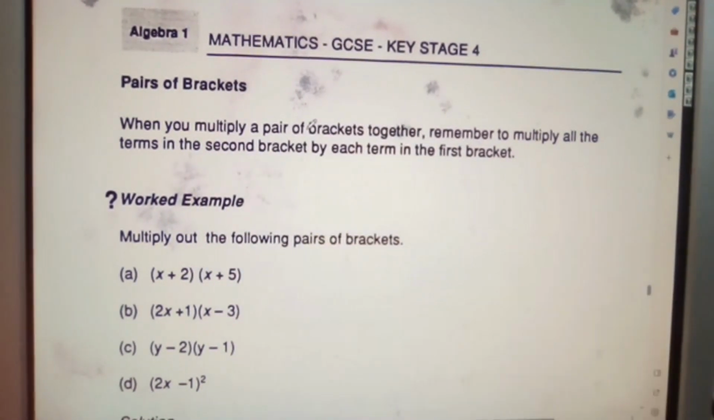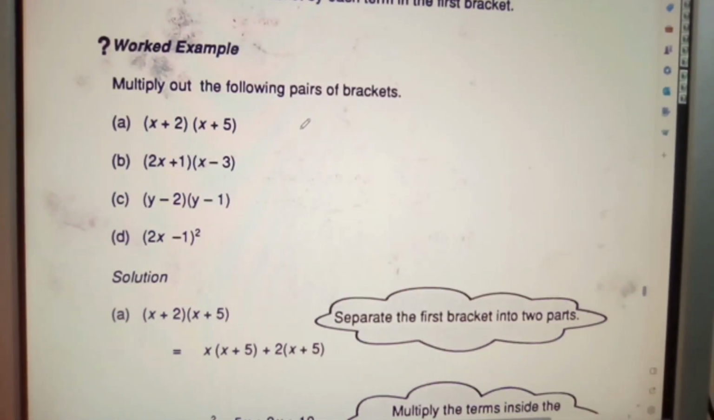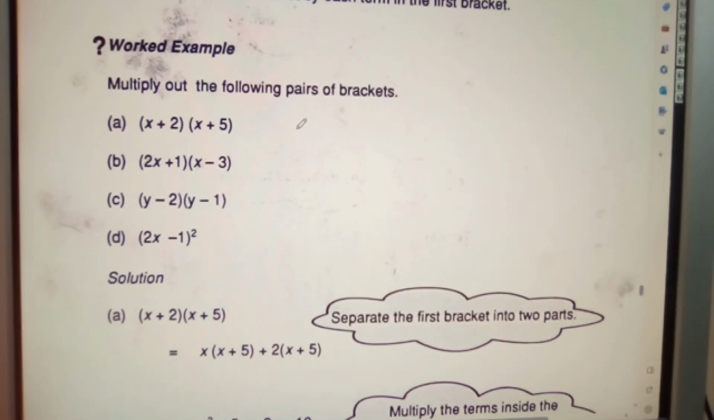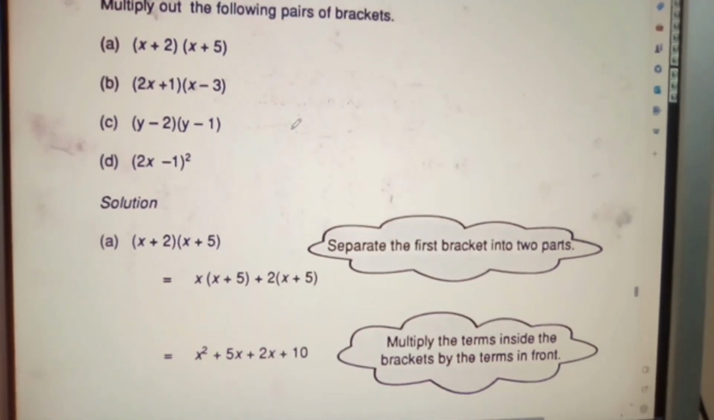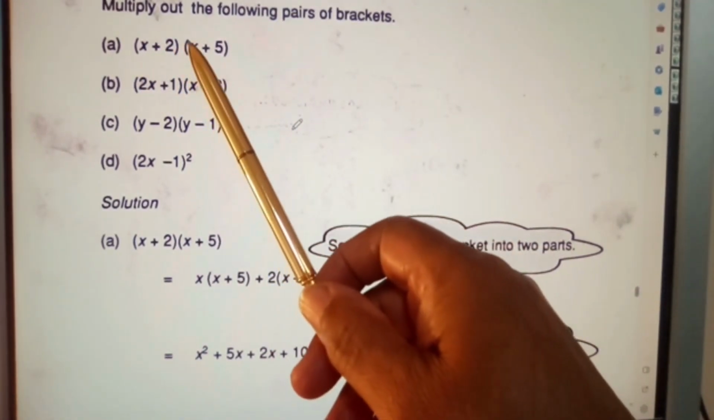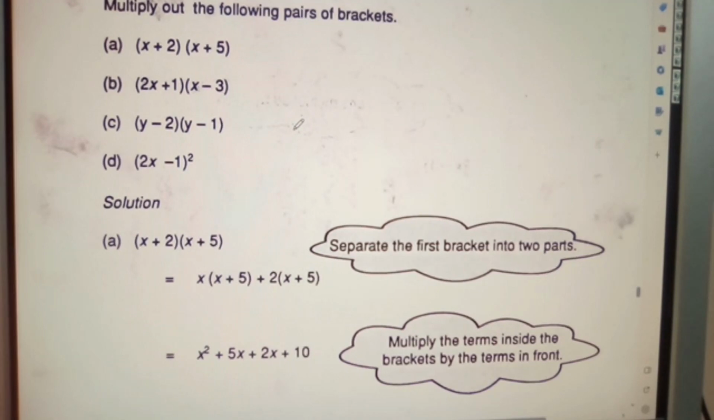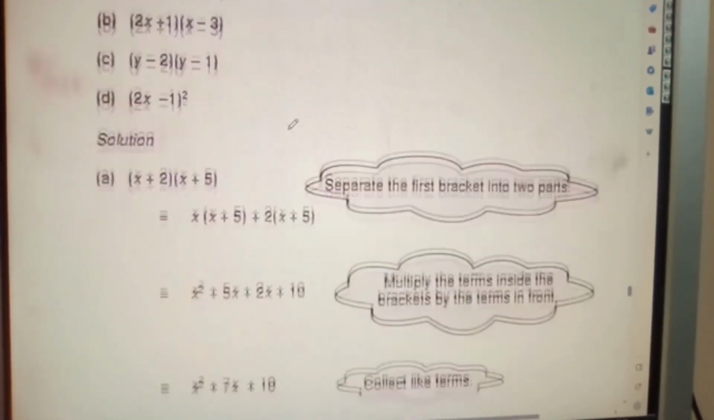Pairs of brackets, so that means a bracket on both sides. And here you have brackets: (x + 2) in brackets, (x + 5) in brackets. And how do we solve this?